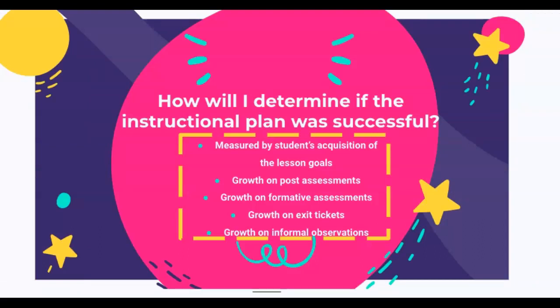So how will I determine if the instructional lesson plan was successful? It will be determined and measured by students' acquisition of the lesson goals, growth on post-assessments, growth on formative assessments, growth on exit tickets, and growth on informal observations conducted by the teacher.